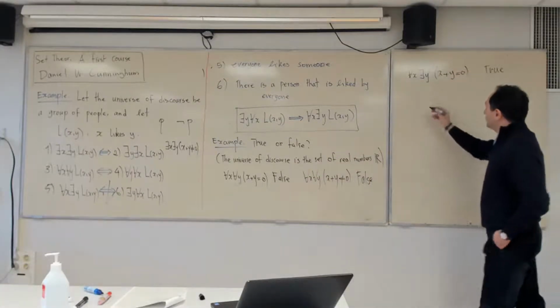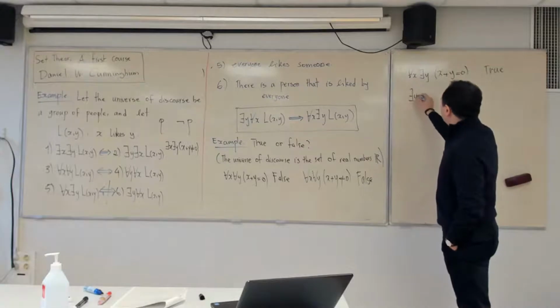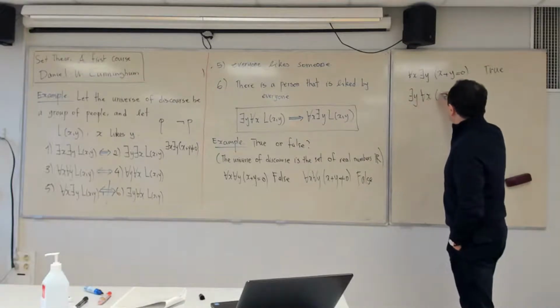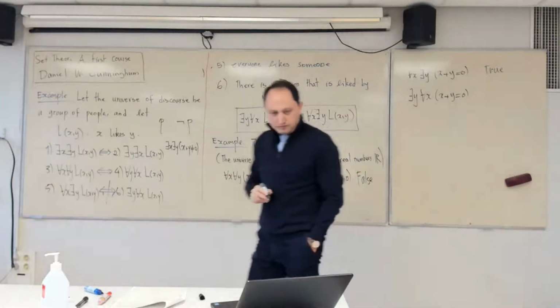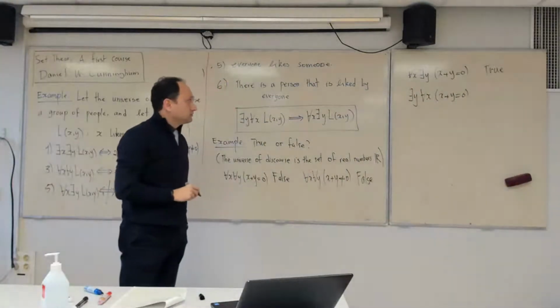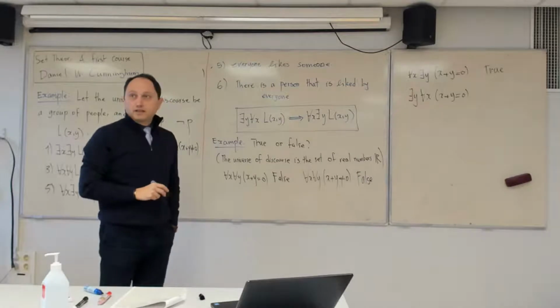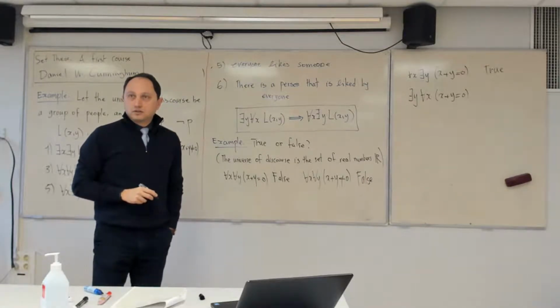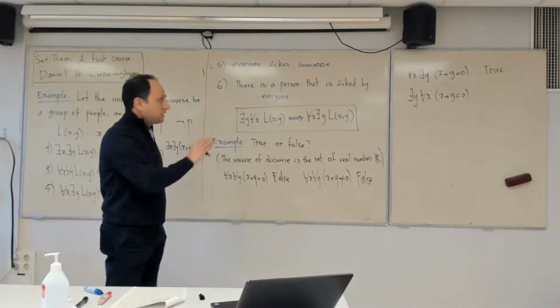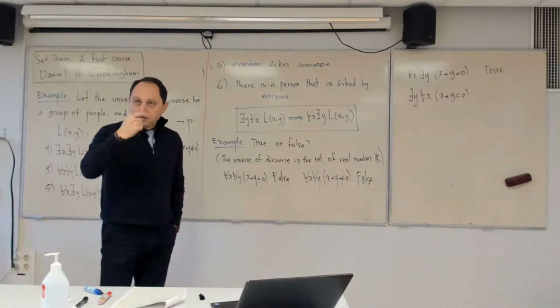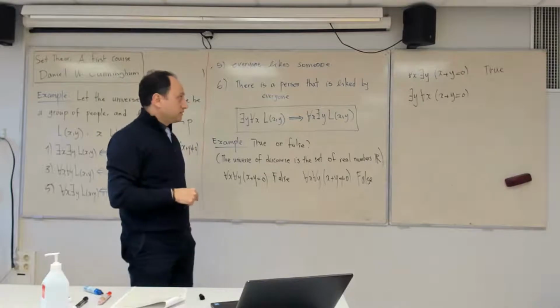So this is true. But what do you think about this? There exists a y for all x, x plus y is equal to 0. Is this true or false? I want to give you time so that you can digest it. You need to get used to reading these quantifiers.